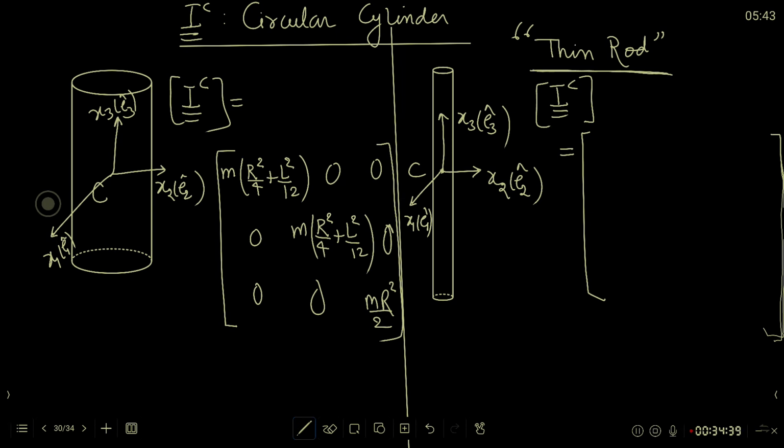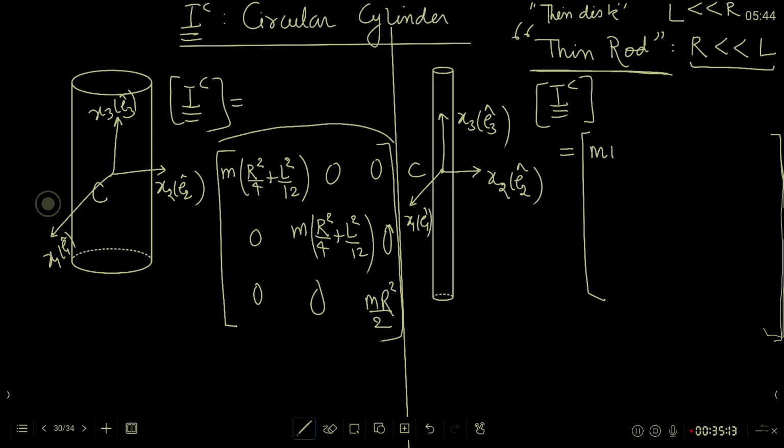Right? Thin disk means L is much less than R. That we have examined on the previous slide itself. Now we focus on the thin rod, by which we mean R is much less than L. What will happen? How will it simplify? It will become M times L square by 12, M L square by 12. And the third one vanishes. IC33 just vanishes. And that makes sense.